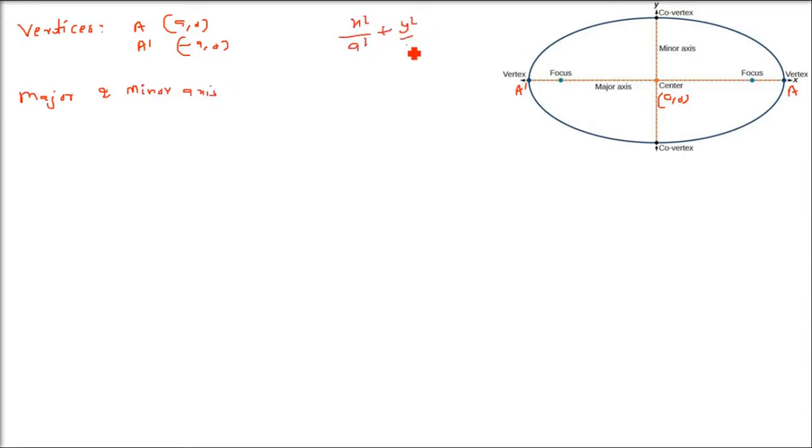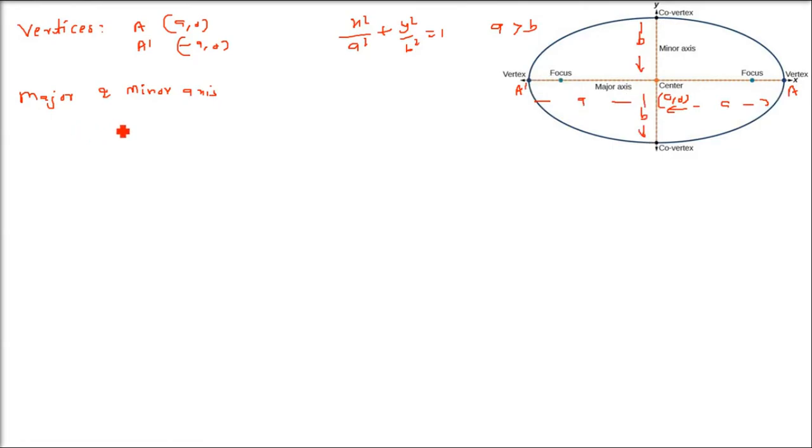So x square by a square plus y square by b square equals 1, where a is greater than b. When a is less than b, it will not be this type of horizontal ellipse, it will be a vertical ellipse. So the major axis, this was a, from here to here it was a, from here to here it's also a, and this was b, and this is also b.